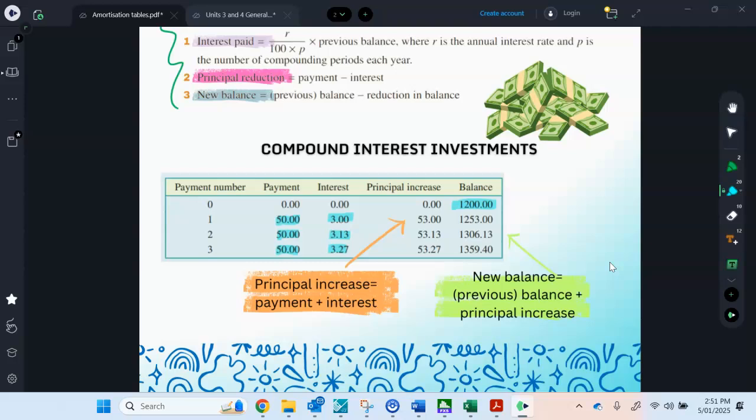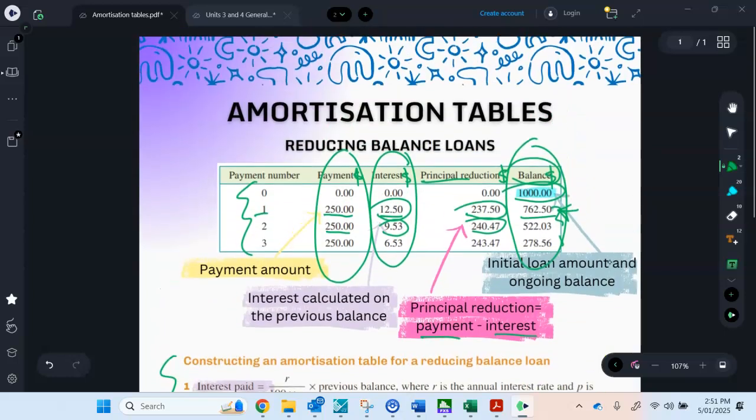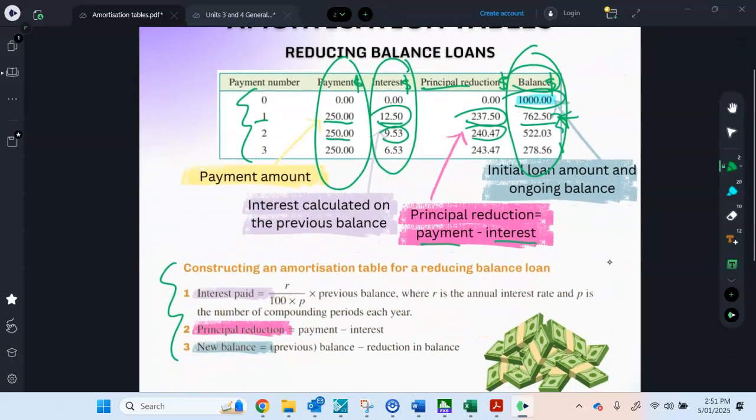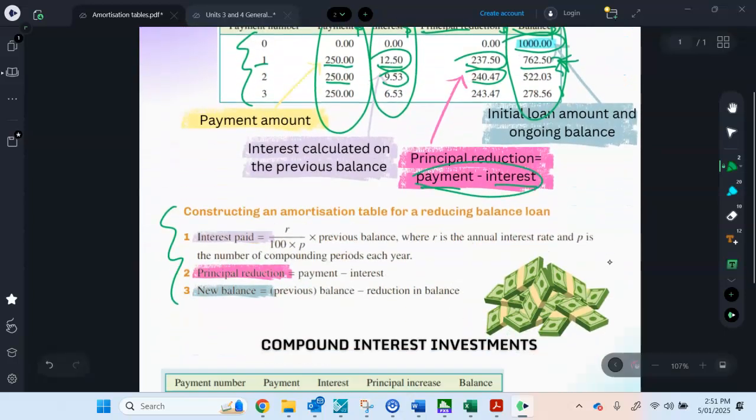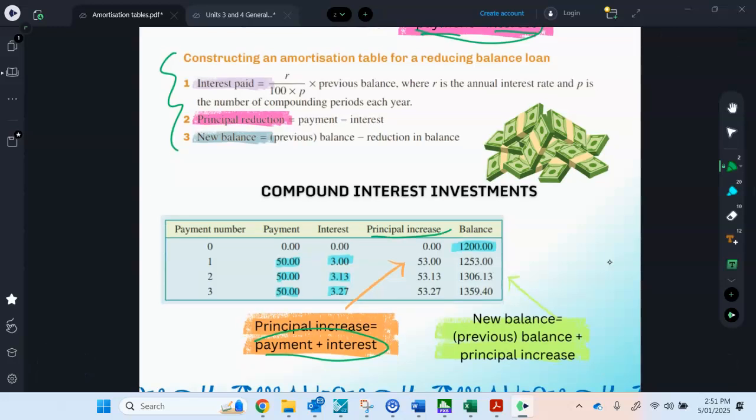But the main difference that we need to actually see is that your balance is going up this time because obviously it's an investment. So it's payment plus interest as opposed to the previous one, which was your payment. So for your principal reduction, it was payment minus interest, whereas your principal increase, slightly different, is your payment plus your interest because you're earning that interest.